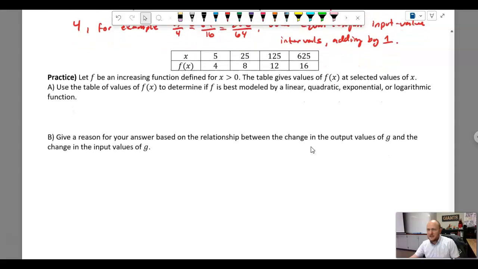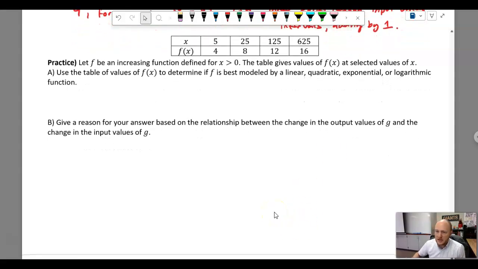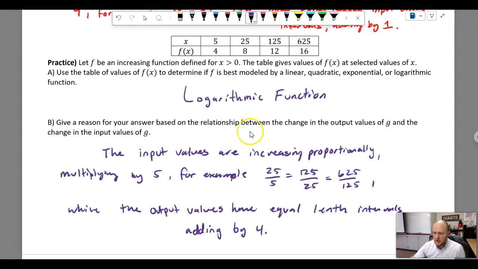All right, here is the next practice one. So go ahead, pause me, identify this function, and then give a reason based upon the change in output values and the change in input values. All right, here we go. We have a logarithmic function. Hopefully you noticed those input values are multiplying. And so our justification is the input values are increasing proportionally, multiplying by 5. For example, 25 over 5 is equal to 125 over 25 equals 625 over 125. While the output values have equal length intervals, and I put adding by 4.